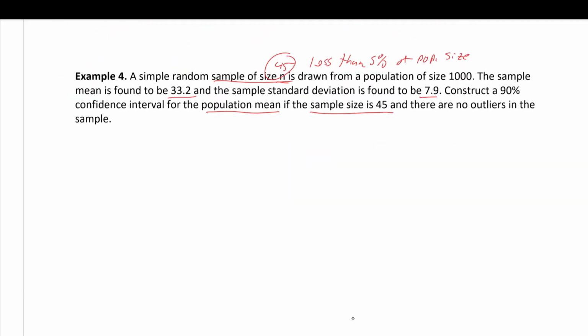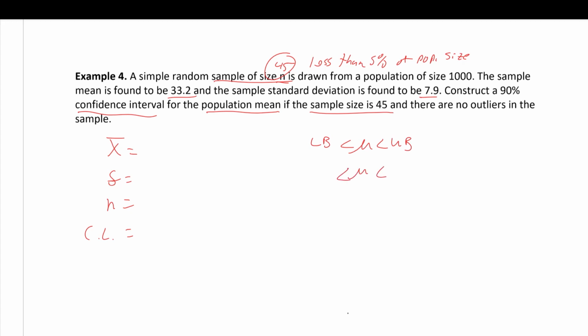Okay, so in this case, we are given statistics, not raw data. They give us the sample mean, the sample standard deviation, the sample size, and the confidence level. We're looking for a confidence interval for the population mean. We're going to have some lower bound and some upper bound, and let's figure out what that is.